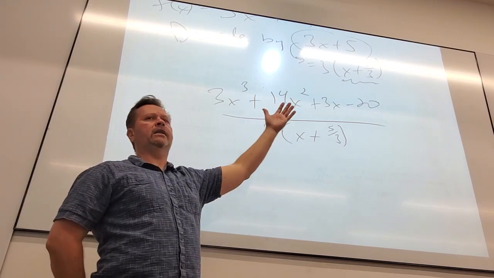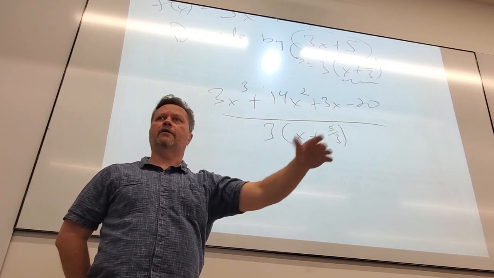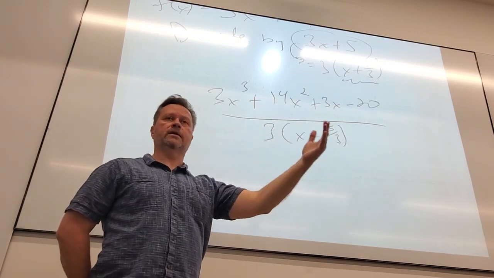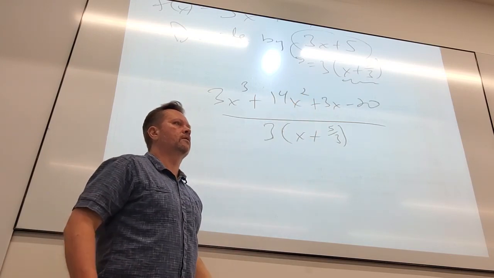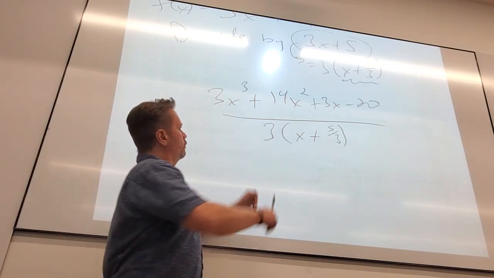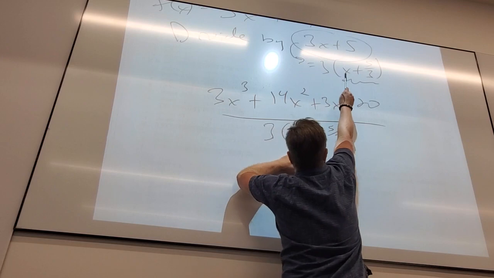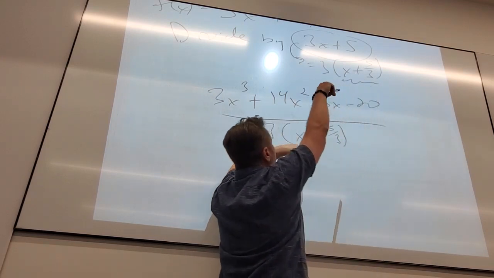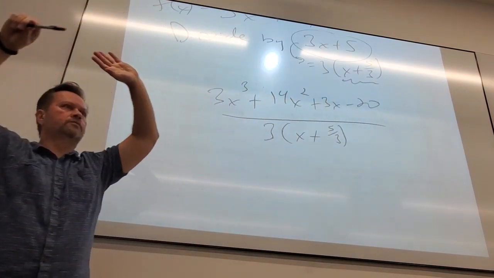One way to divide 80 by 10 is to divide it by 5 and then divide by 2. So you divide it by 10 total. Why is it 5 thirds? Because I took a 3 out. So why is that an x? Oh, because of the 3x. Because I divided by 3. Yeah. Cool.